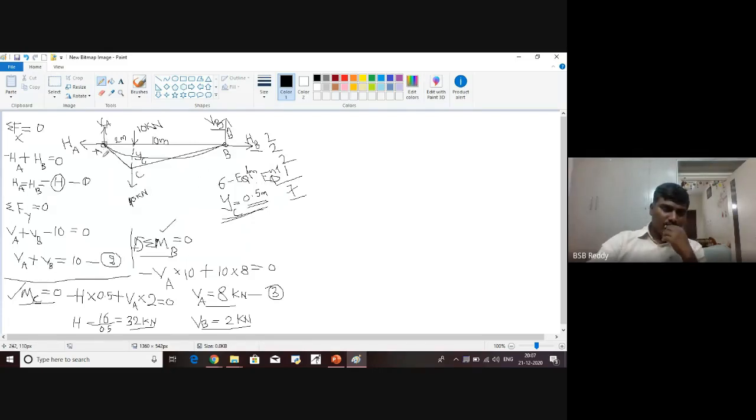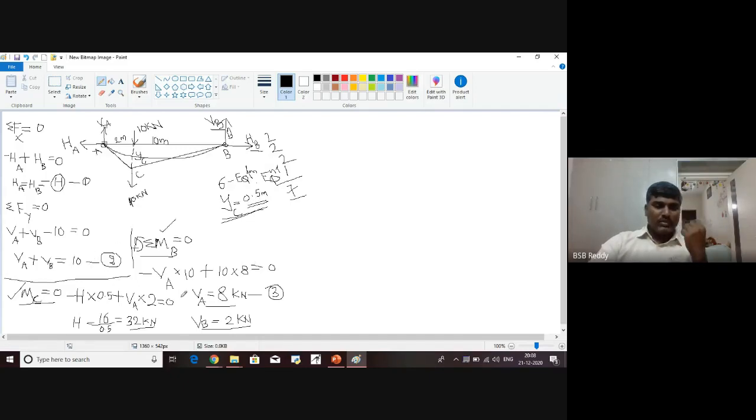So, cable span AB is 10 meters, and a load of 10 kilonewton is assumed at 2 meters from left. And YC is assumed as 0.5. YC is a given data.